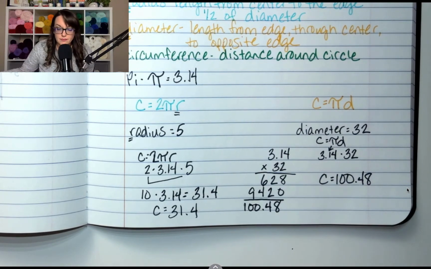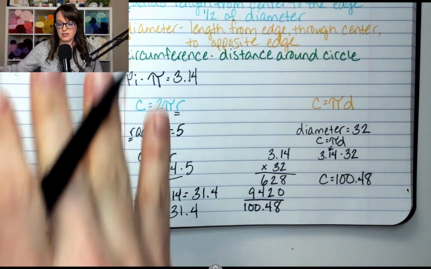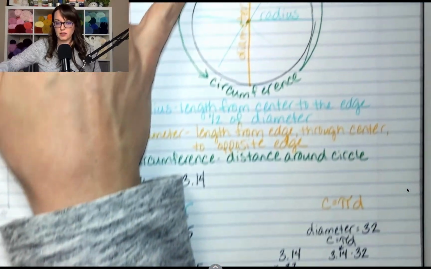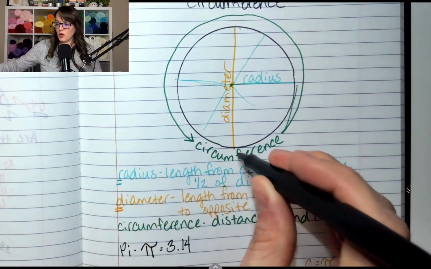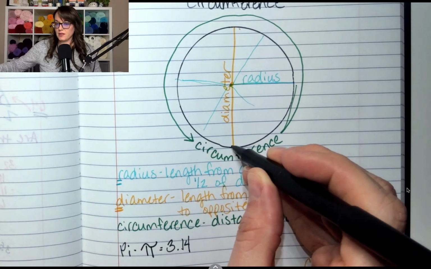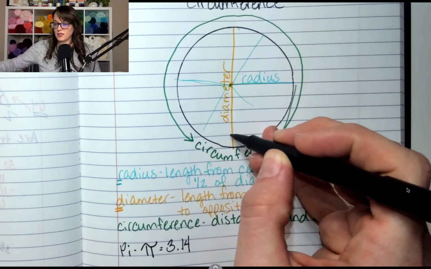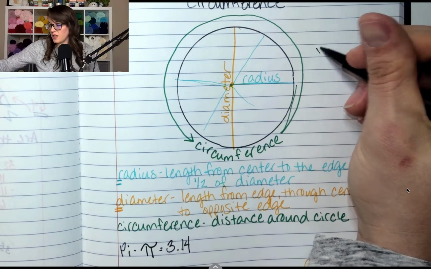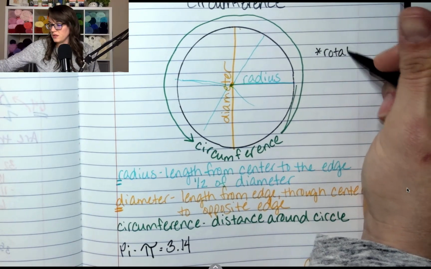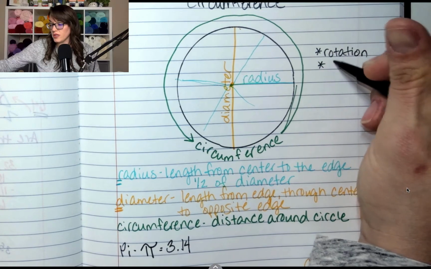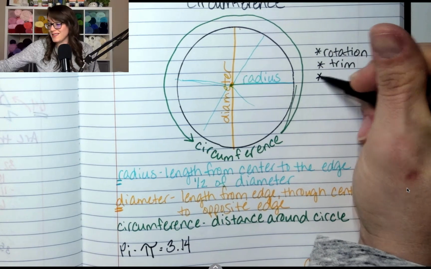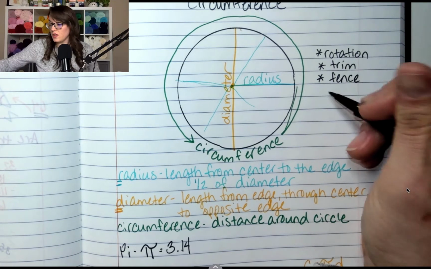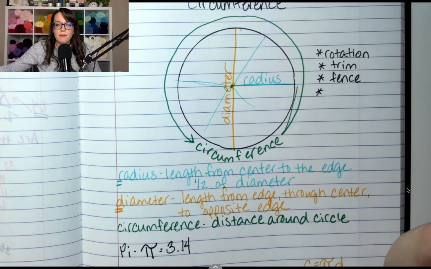So the circumference for this one is 31.4. Now, what happens if they ask you for multiple rotations? So I'm going to go back up to my circle. If I needed to go around this circle 3 times, that would be circumference once, twice, 3 times. So you need to watch out for words like rotation, trim, fence. What are some other things that might use circumference?